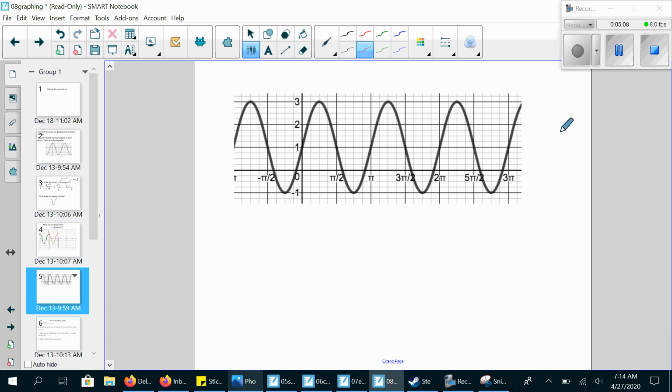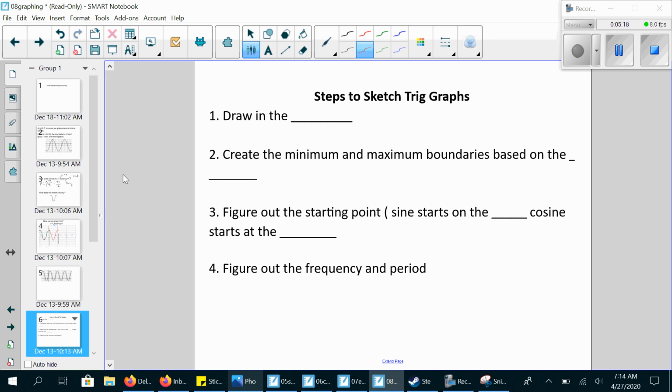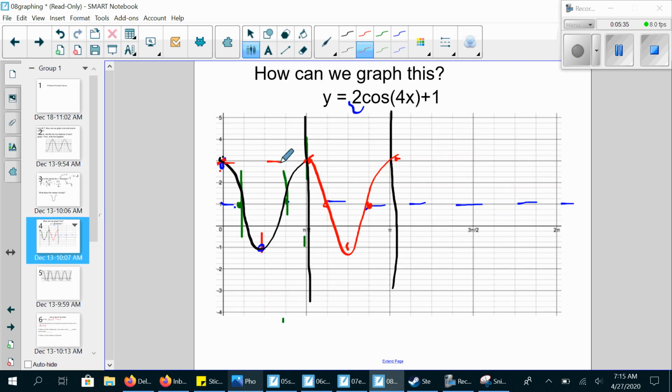And we got this very accurate graph, although admittedly less beautiful because of my handwriting as I try to write on a touch screen. So, steps. When you're sketching a trig graph, you are going to start by drawing in the midline. Create the minimum and maximum boundaries based on the amplitude. So figure out where your minimum and maximum will be. And if it's easier for you, you can draw those in as a dotted line too. You can just kind of have a road here that your graph is going to be going down.